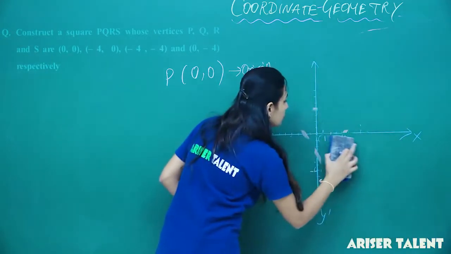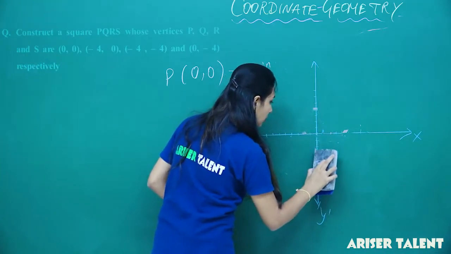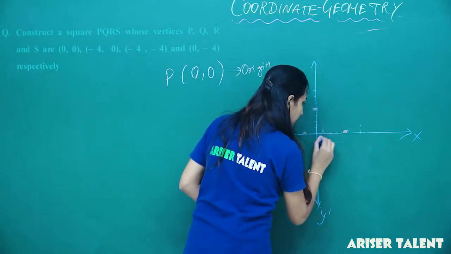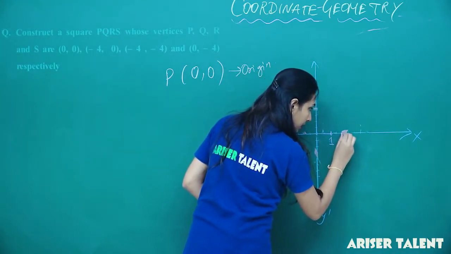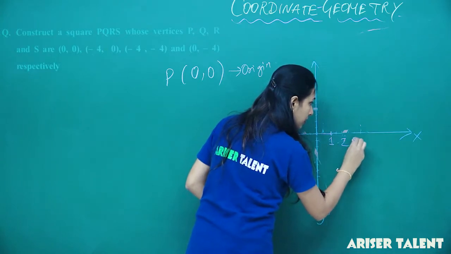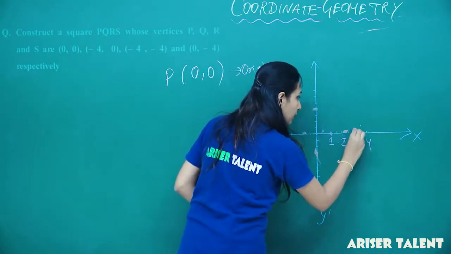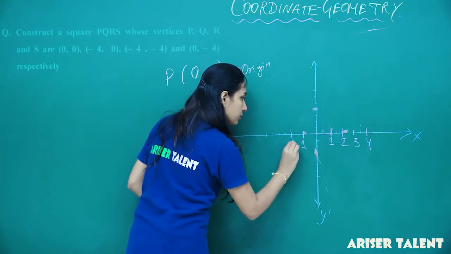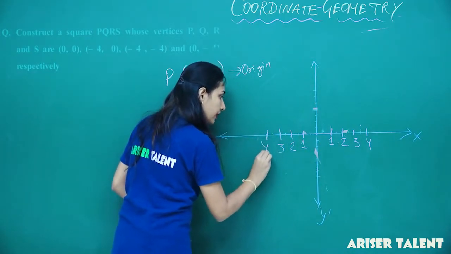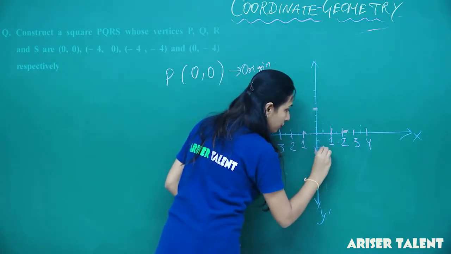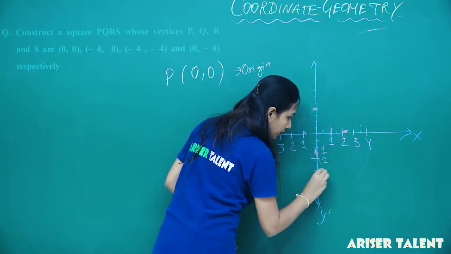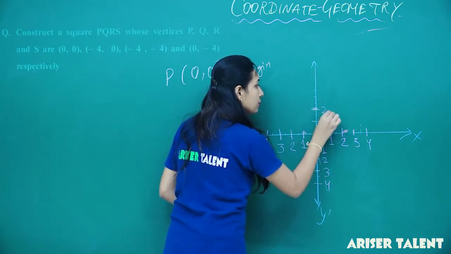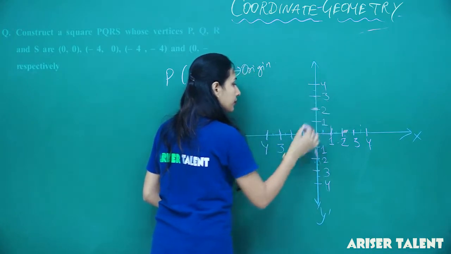Or else what will I do now? I'll consider 2 compartments as 1, so that this is 2, this is 3 and this is 4 here. So 1, 2, 3 and 4 here. Likewise 1, 2, 3, 4 here. Now it's very much clear to you. 1, 2, 3 and 4 here. Something like that.